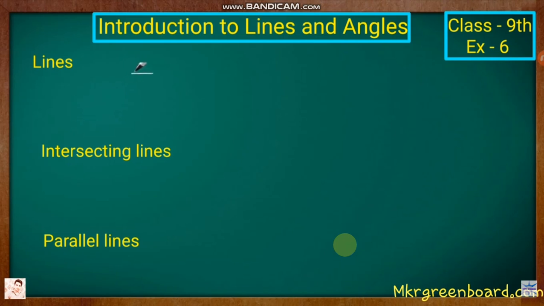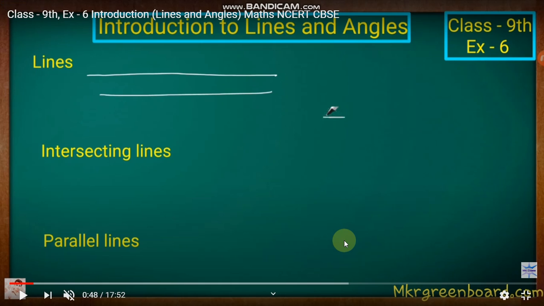So first comes the line. The definition of a line is a breadthless length. A breadthless length will be called a line. More than one line we call lines. If you have a single straight line we call it a line, and more than one line we call lines.